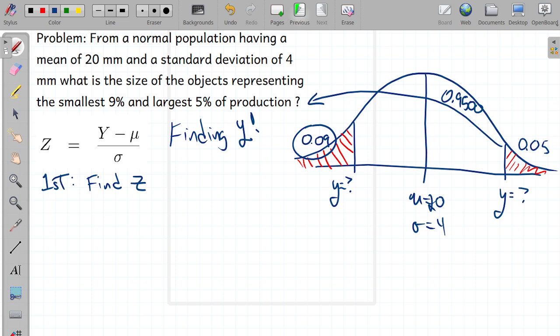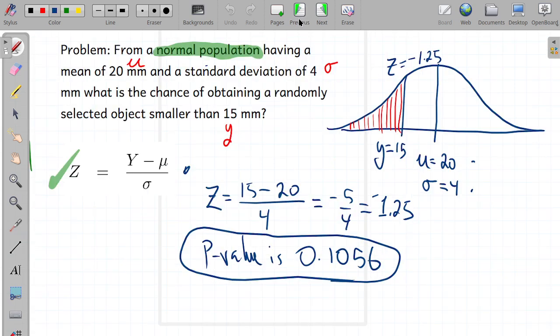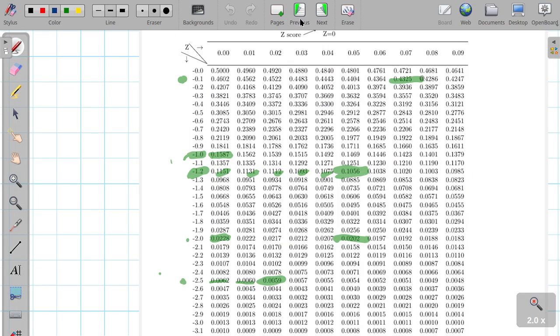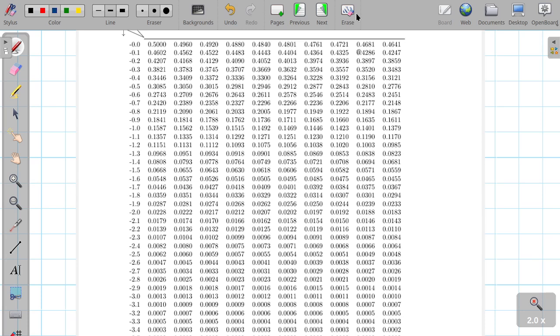Let's go back to the table. Now that's on the negative side, so we want the negative table. Now what you have to do, I'm going to get rid of all these annotations. There we go. We need to find inside the table 0.0900 or as close to it as we can get.